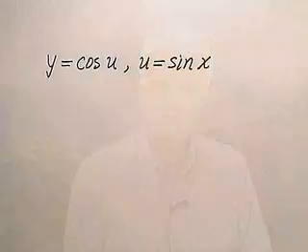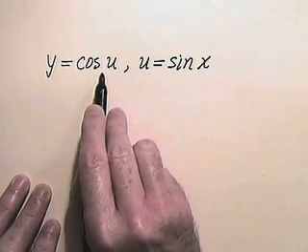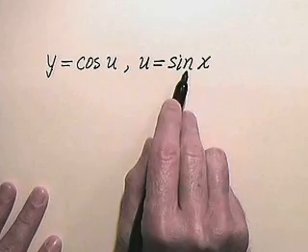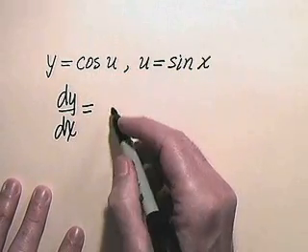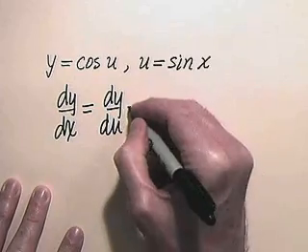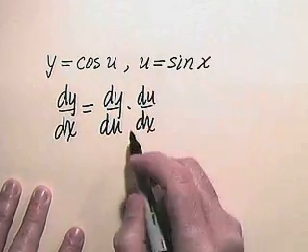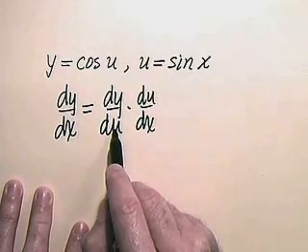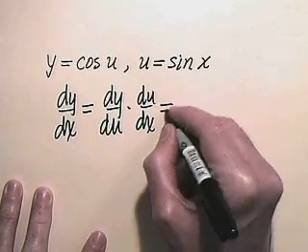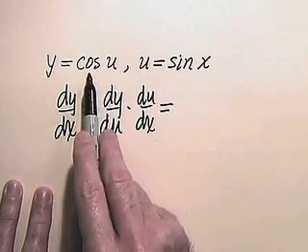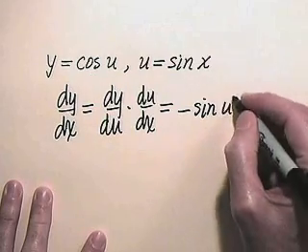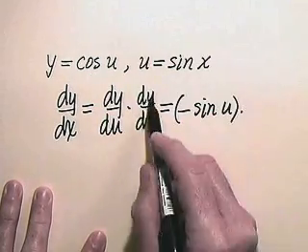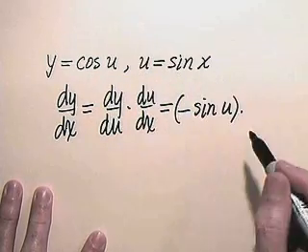Well, now let's apply the chain rule to differentiate some functions. Here in this example, we have y equals cosine u with u equals sine of x. And let's calculate dy dx. According to the chain rule, that would be dy du multiplied by du dx, where the derivative of y with respect to u is evaluated at u equals sine of x. Well, it's easy to calculate dy du. The derivative of cosine is negative sine. So we have negative sine of u. And then we have to multiply by the derivative du dx. Well, the derivative of sine x is cosine x.